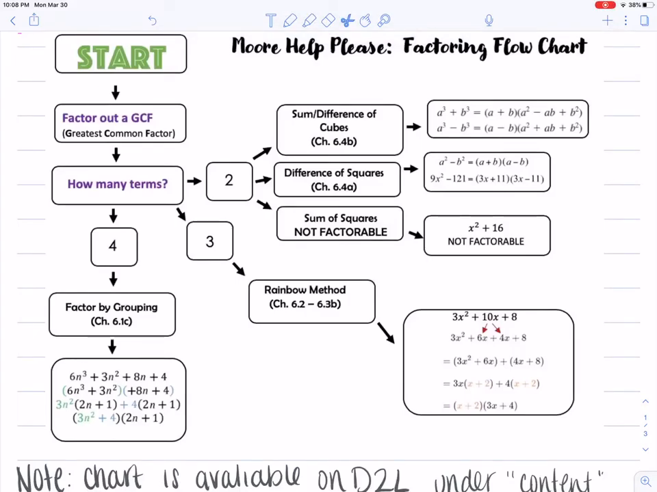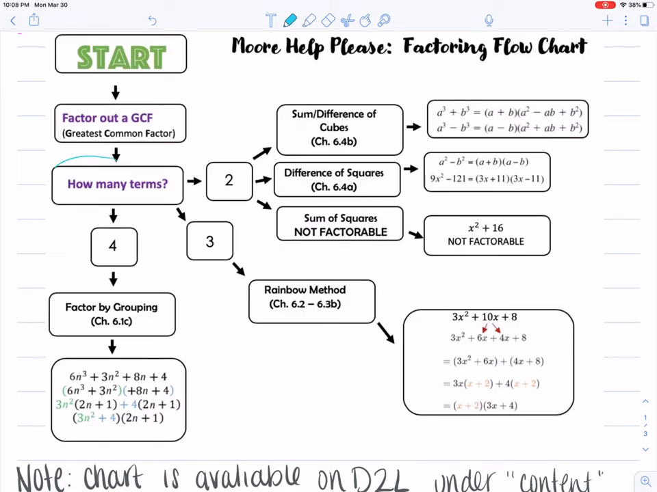Hey guys, so in this video it's just going to be a big giant review of all the factoring methods we've learned up until now. First thing that I want to make sure you're aware of, make sure that you always check for a GCF first. If you don't, a lot of times you will not get the right answer. So make sure you check that first.